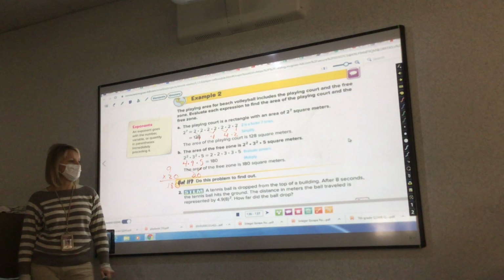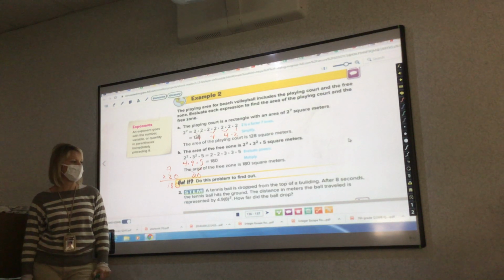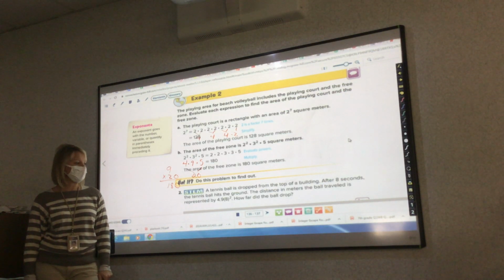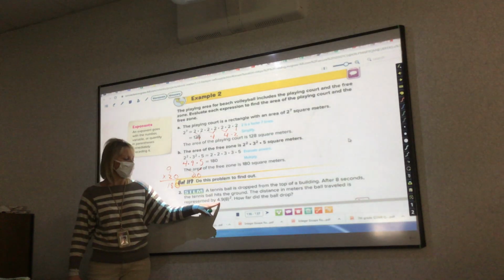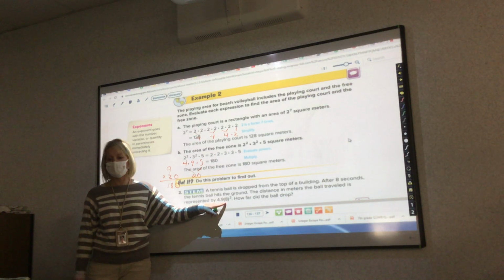So it says number 2, a tennis ball is dropped from the top of a building. After 8 seconds, the tennis ball hits the ground. The distance in meters the ball traveled is represented by 4 and 9/10 times 8 squared. How far did the ball drop? Start doing that on your whiteboard, please.